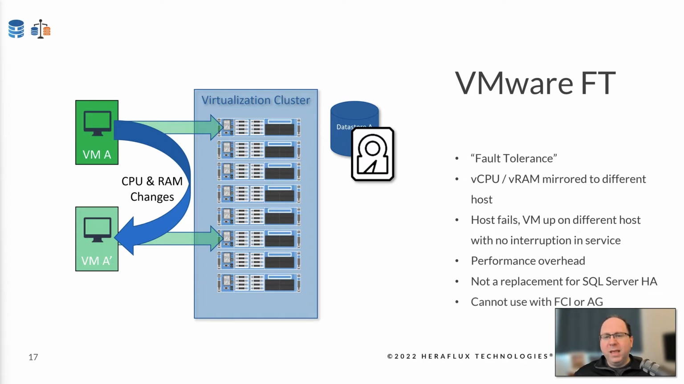Now, you cannot use it with a failover cluster instance or an availability group. This is documented. And as of vSphere 7.0, it does have an 8 CPU max, which again might be a little bit low for some of your more important systems that you really could or really should have covered by a solution like this.